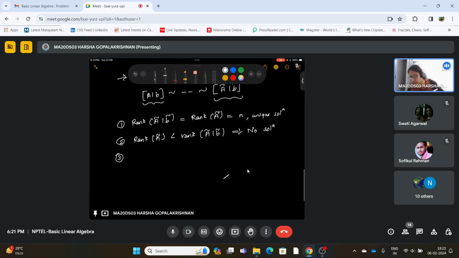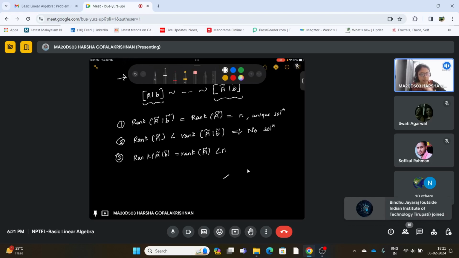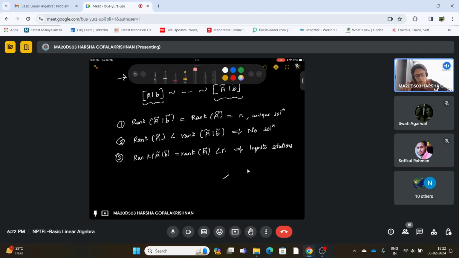And the third case is rank of A tilde B tilde is equal to rank of A tilde. The rank is equal, but it is strictly less than n, strictly less than the number of unknowns. In that case, there are infinite solutions. So only these three are possible for a system. There will not exist any case which has a finite solution other than uniqueness. So we covered all three cases of how the system can have solutions.